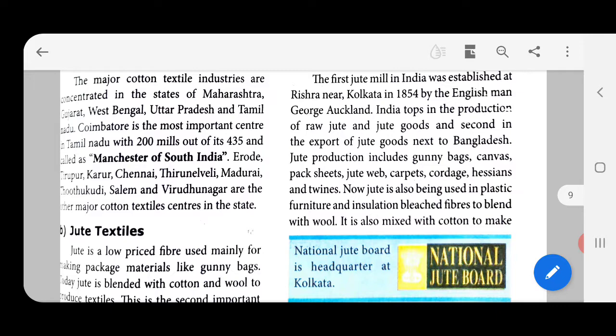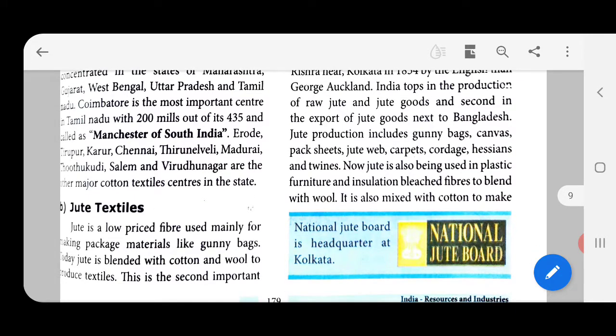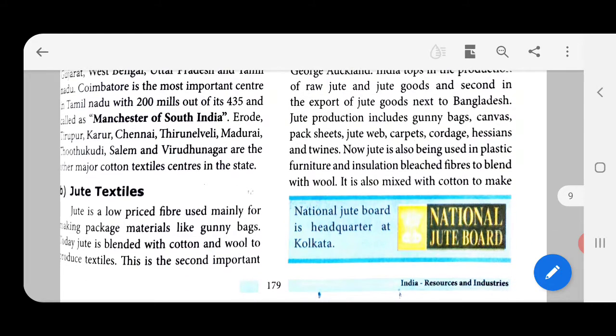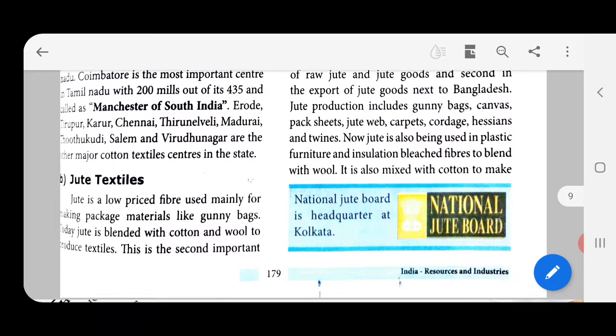So, India is producing a lot of raw jute, and after Bangladesh, it is a good place where they export a lot of jute goods. Jute production includes gunny bags, which I just told you about, sakupayi, canvas, that is the covering sheet, pack sheets, jute web, carpets, cordage, hazens and twines.